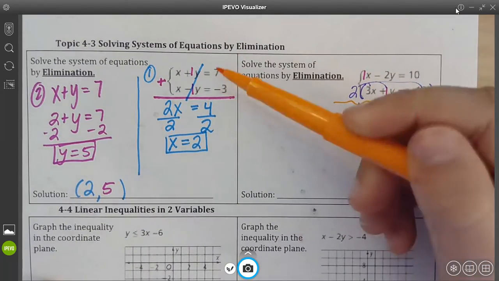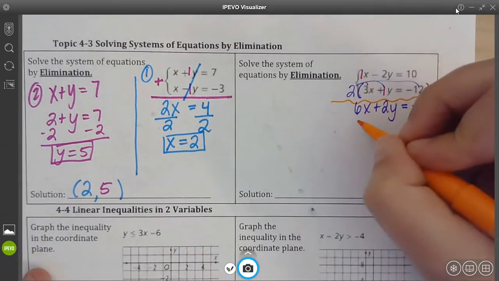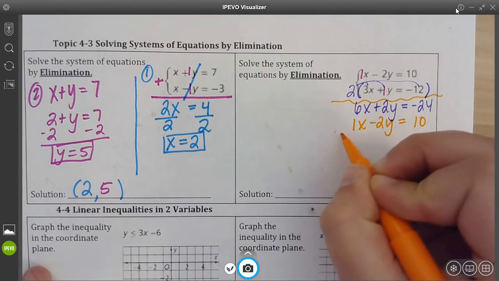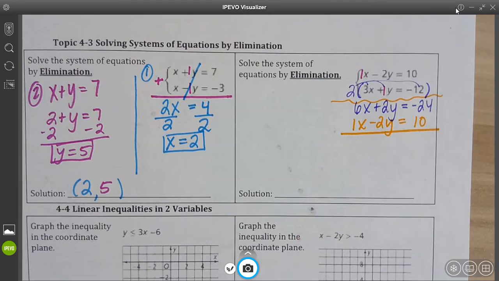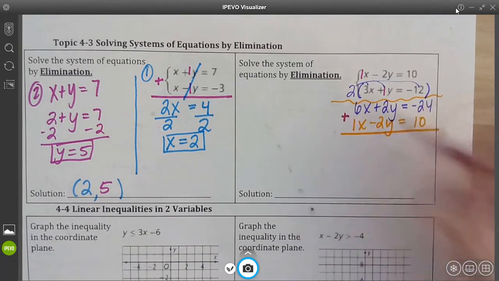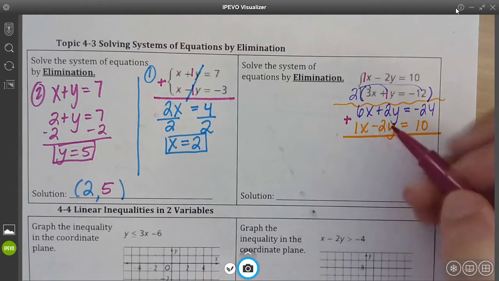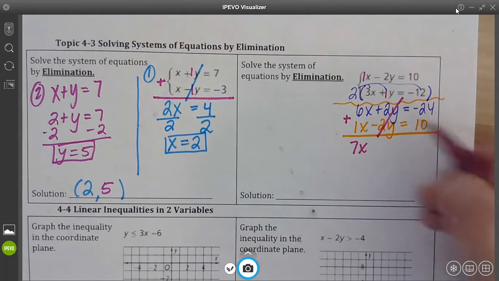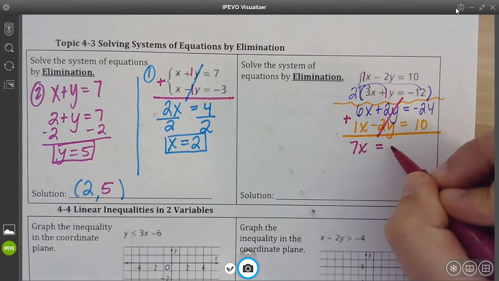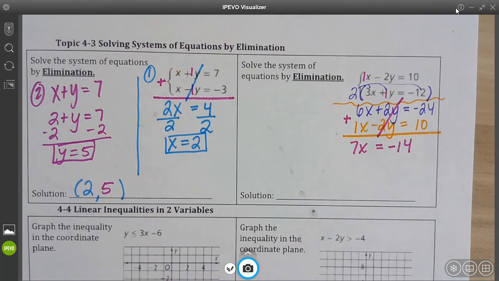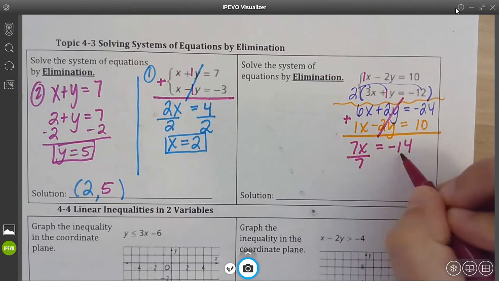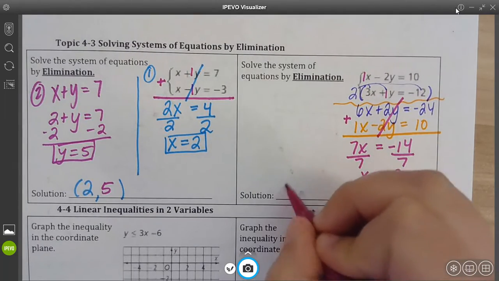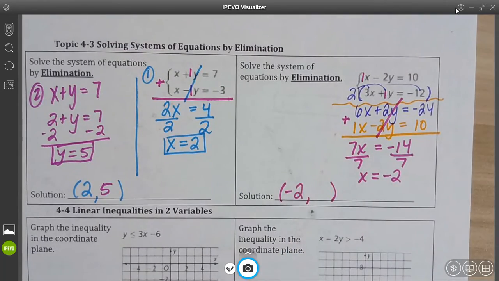And then I like when they're stacked on top of each other here, so I'm just going to bring my first equation down. I had 1x minus 2y equals 10. So now that we have matching coefficients with opposite signs, let's go ahead and add our equations together. 6x plus 1x is 7x. 2y minus 2y is 0. The y's are eliminated. Negative 24 plus 10 is negative 14. Now to get x by itself, I'm going to divide both sides by 7. X equals negative 2. So I'm going to write my ordered pair, negative 2.